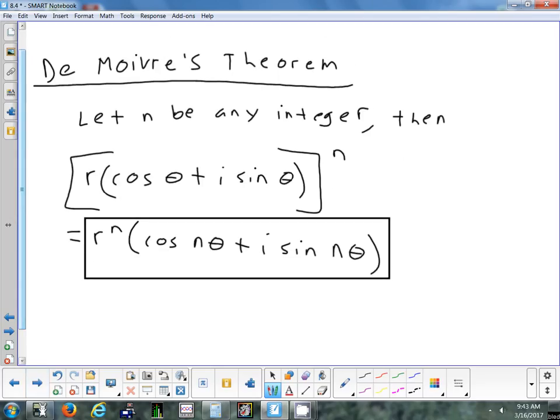Any questions on the formula for de Moivre's theorem? Okay, and keep in mind, we didn't prove this. We did one specific example, squaring, which suggested a pattern which turns out to be true. But we did not prove this.